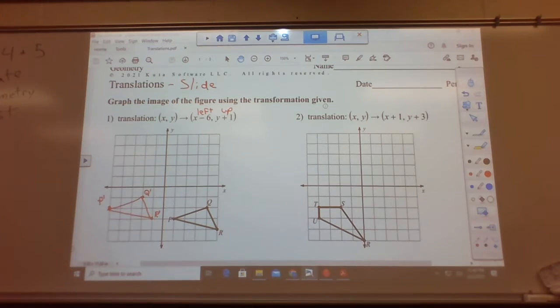So this is our rule. Our rule was x minus 6. That means I went left 6. Y plus 1, then I went up 1. So from each point, I counted left 6, up 1. Yeah, that was pretty good.